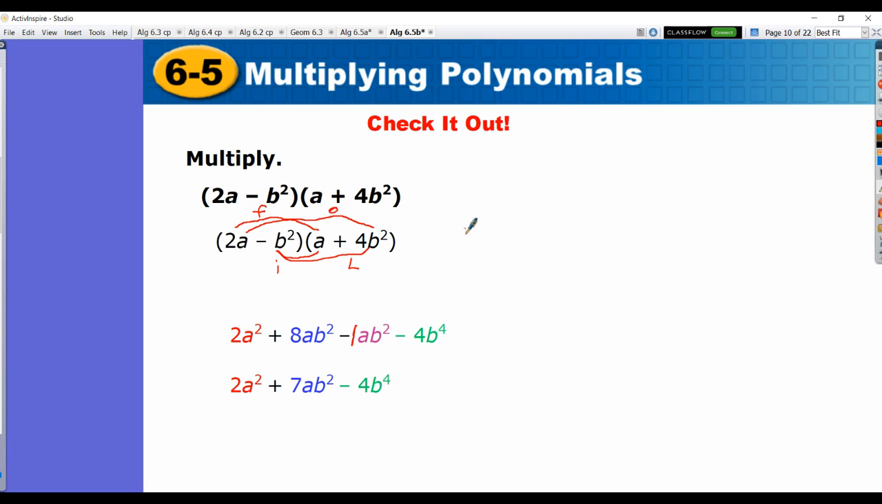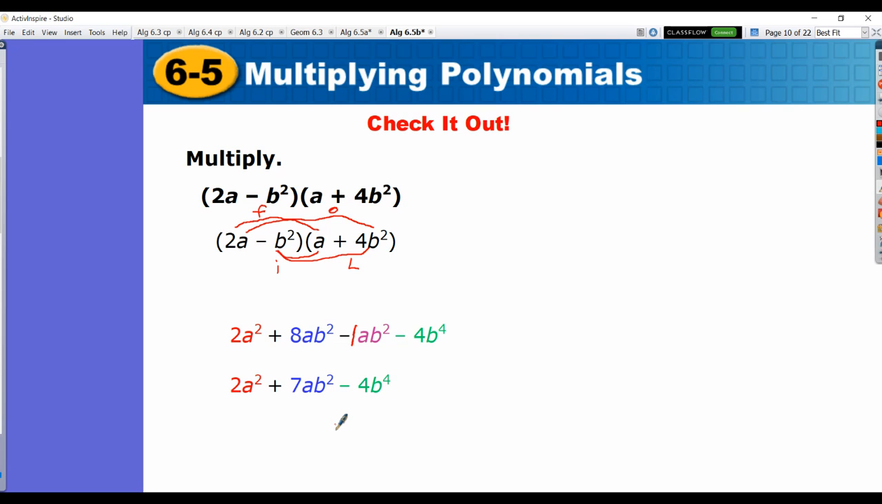Combine our like terms, we have these two in the middle to combine, which is usually the case. All right, so those would combine together. We have a positive 8 and a -1 to get us positive 7. All right, so that would be your guys' final answer for that.